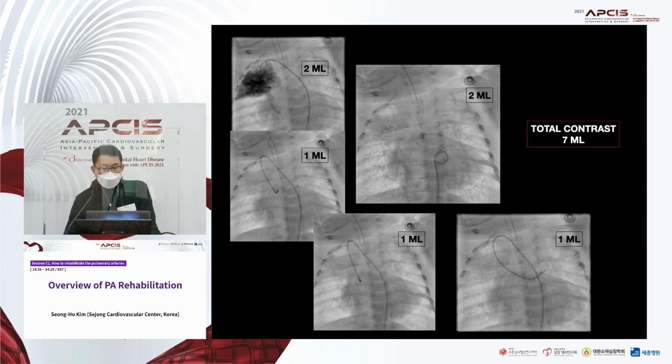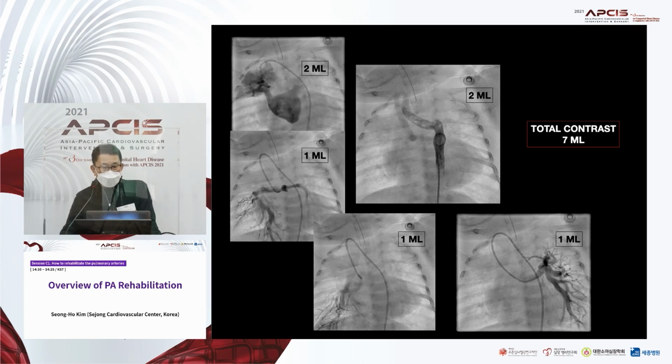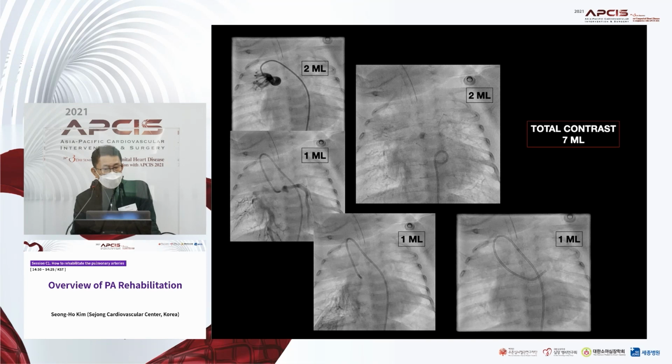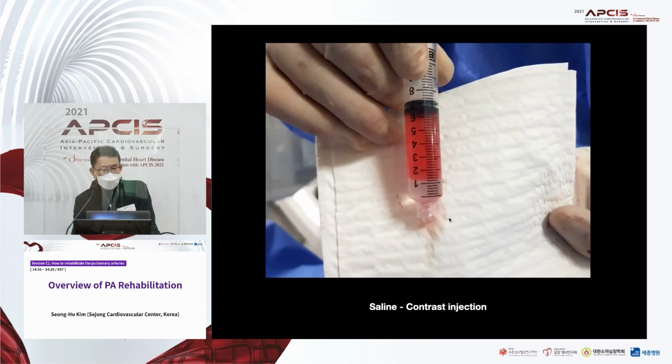but as you can see, the total contrast amount is only 7 milliliters in 5 angiograms. I used the contrast saline injection method, so it's a good way to reduce the contrast amount in MAPCA study.